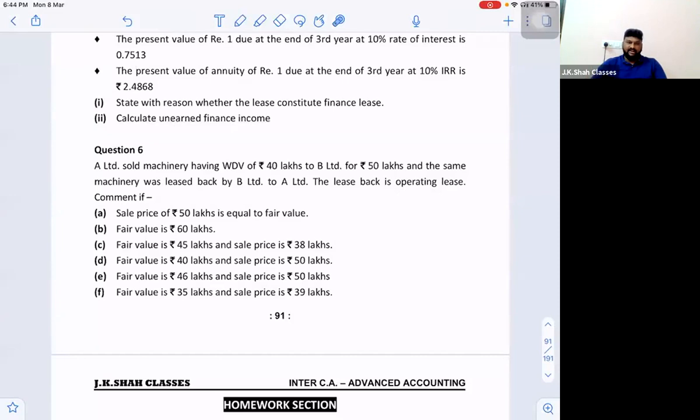Question number 6. Give the heading. Please write. The following will be the treatments as per AS 19.